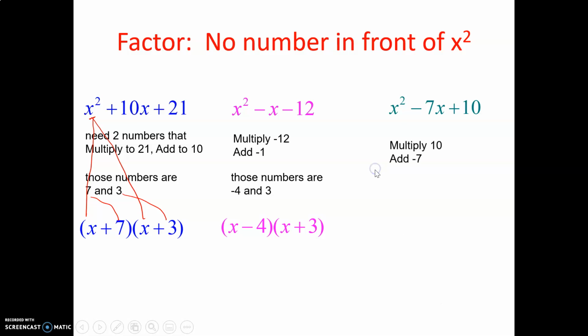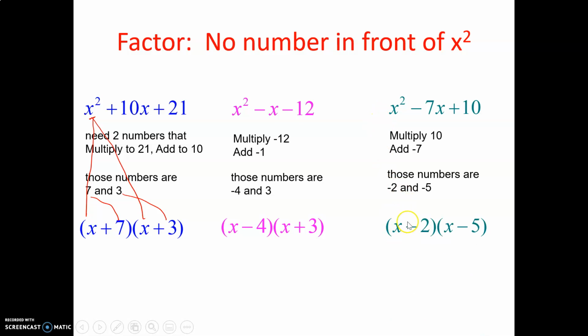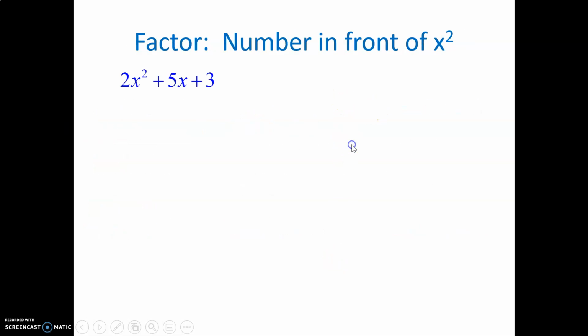Here's another one, 2 numbers that multiply to be 10 that add up to be a negative 7, are negative 2 and a negative 5. No number in the front, so I can go right to the parentheses and put a negative 2 and a negative 5 in the backs, and x squared breaks to x and x in the front. This is a level 1. All of these have no number in the front of the x squared.